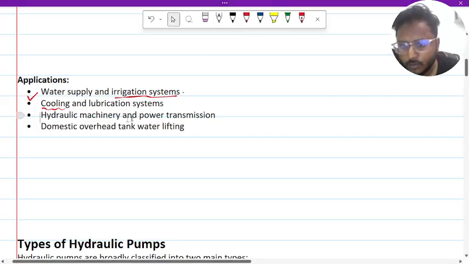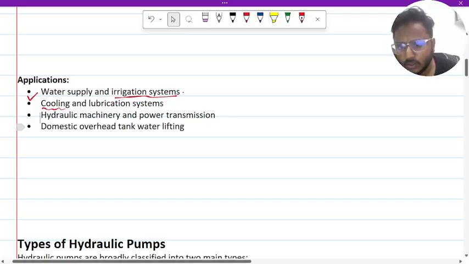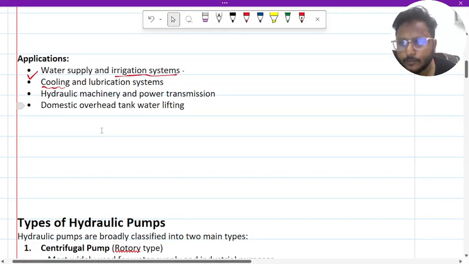Then hydraulic machineries and power transmission, as we know many cranes also work on fluids which are being pumped by the motor and hydraulic pumps. We can't say hydraulic pumps only, because it only deals with water. So the topic is hydraulic pumps in basic mechanical engineering. The domestic overhead tank water lifting is also using hydraulic pumps.